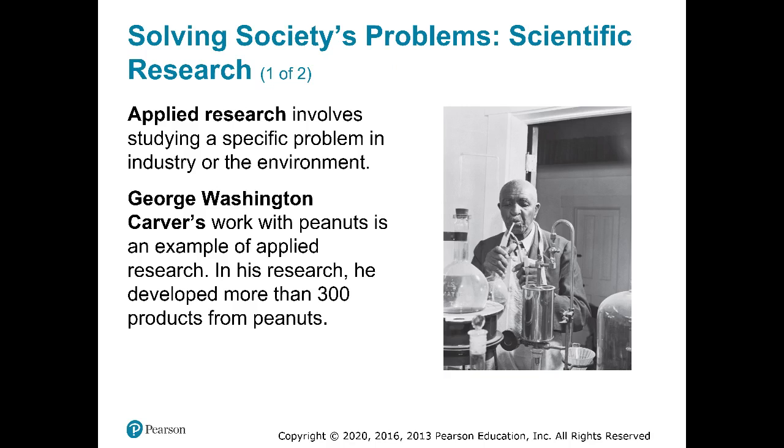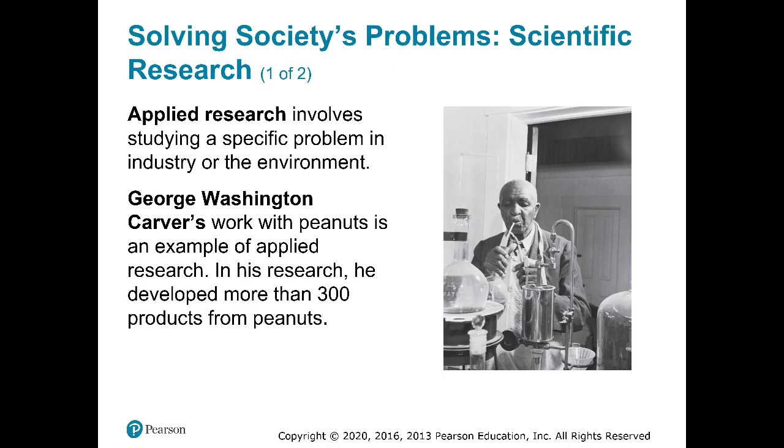We have applied research. This can involve a study of a specific problem in industry or the environment. So for example, here we have George Washington Carver. I'm not going to go too far into his history and all the stuff he did and everything. I'm just going to barely even begin to scratch the surface of him.